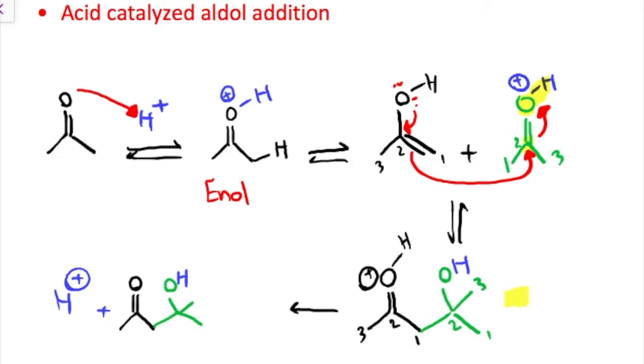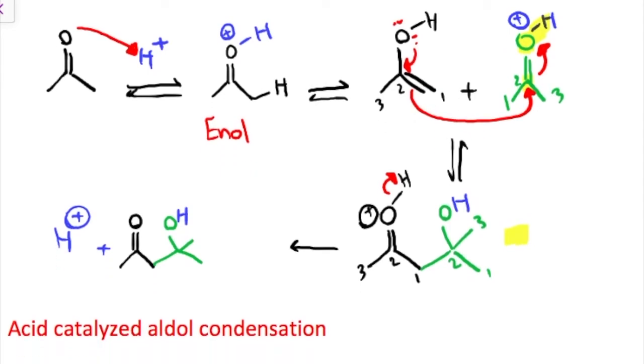Now in the last step, we're just going to deprotonate that oxygen because it's positively charged, not really happy. So once we deprotonate that, we get our beta hydroxy ketone, and we regenerate the acid. So again, this is truly an acid-catalyzed reaction.